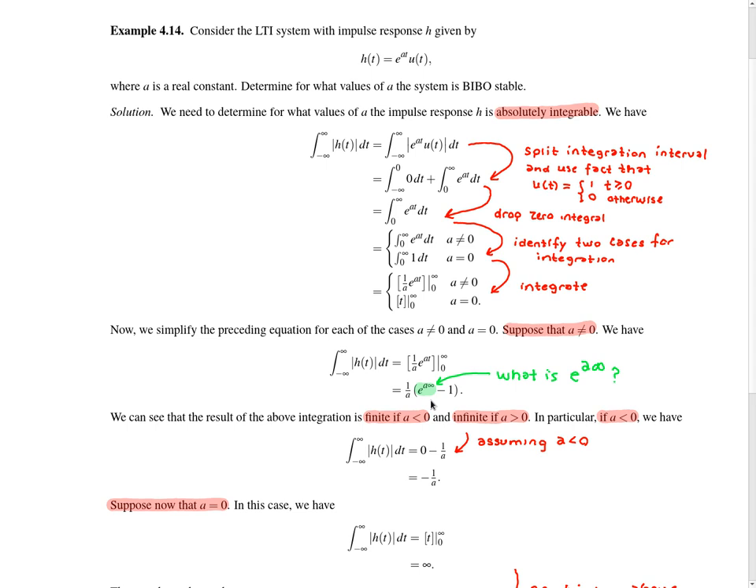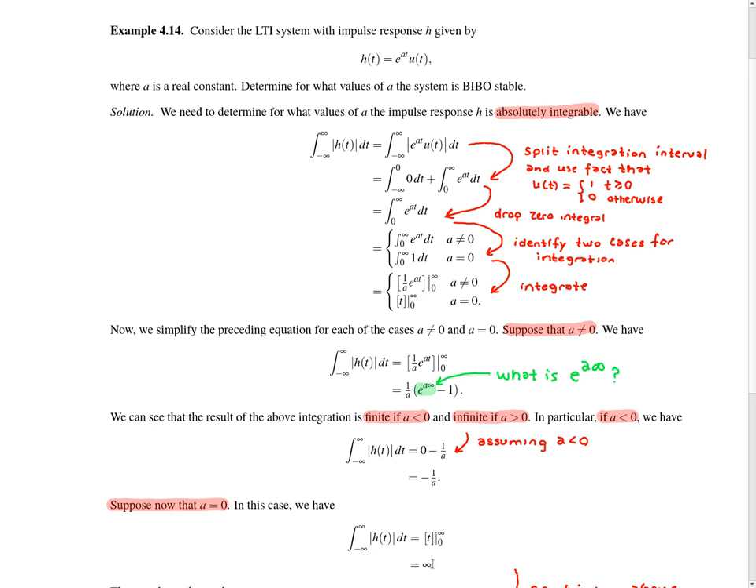So in other words, the only circumstance under which this expression here is going to be finite is in the case that a is less than 0. And in that particular case, this exponential term goes to 0. In other words, we have this next line here. And of course, the 0 just drops out, which gives us minus 1 over a. Now, we still need to consider the case that a is equal to 0. So if a is equal to 0, then we need to simplify this expression, which is this one down below here. And obviously, this expression is going to go to infinity.